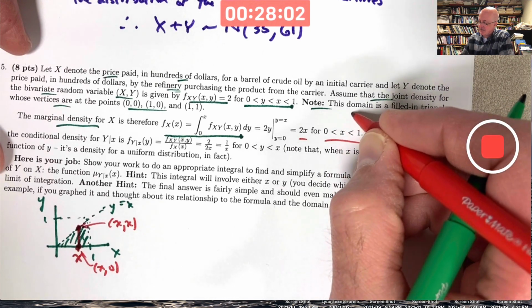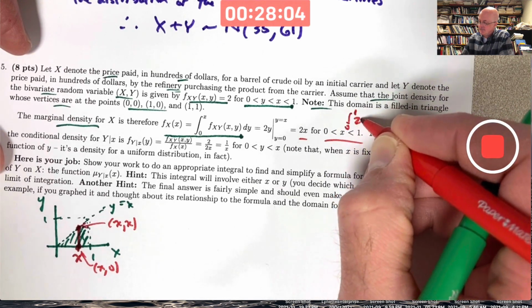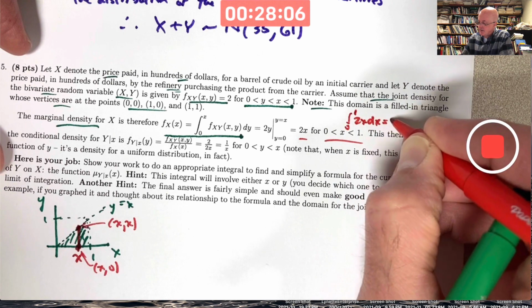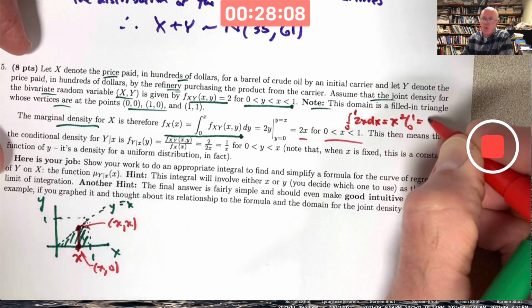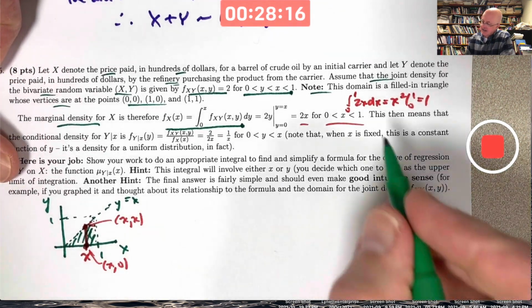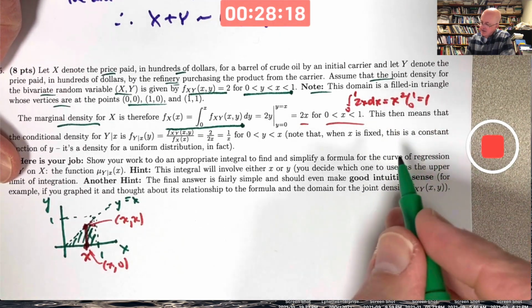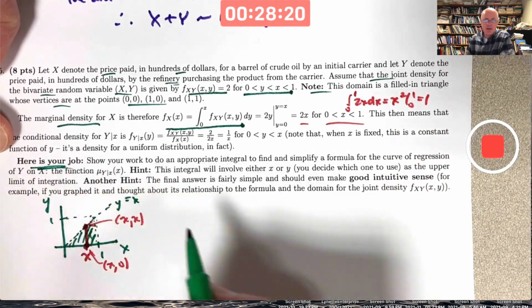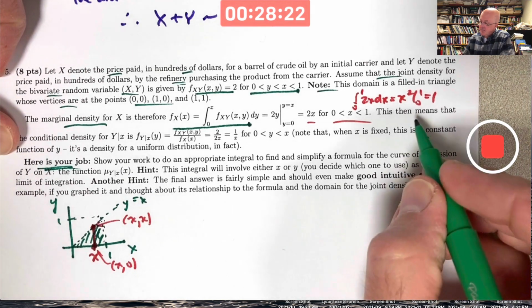If you integrate this thing from 0 to 1, you do get 1. X squared going from 0 to 1, you get 1. Okay, it is a valid PDF, probability density function. All right, to save time, I'm telling them answers here, here's where you are going to do something.